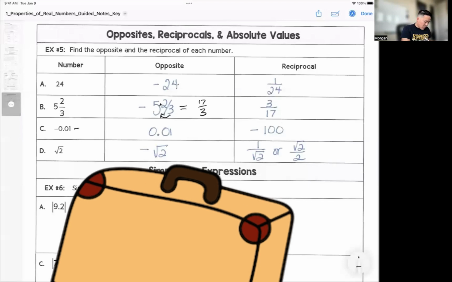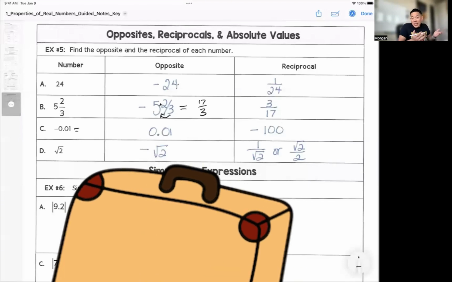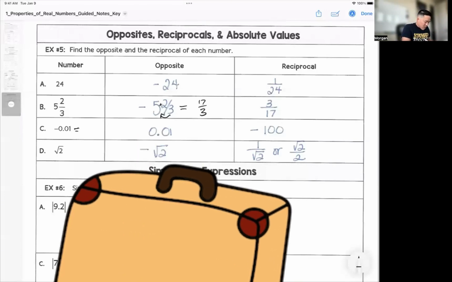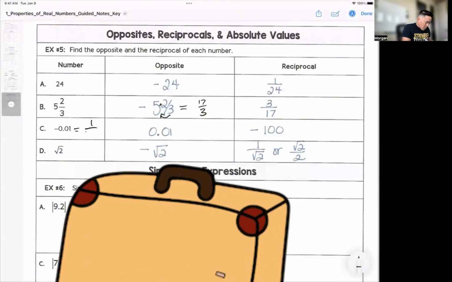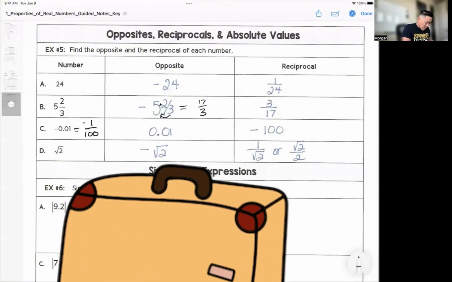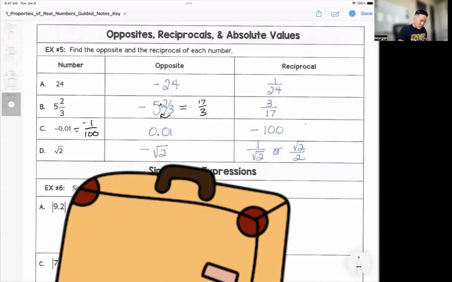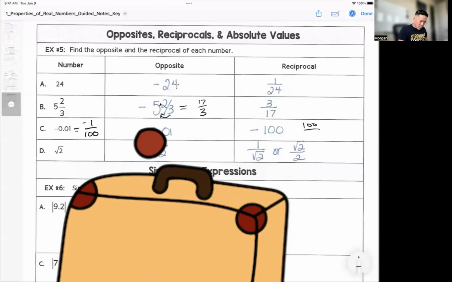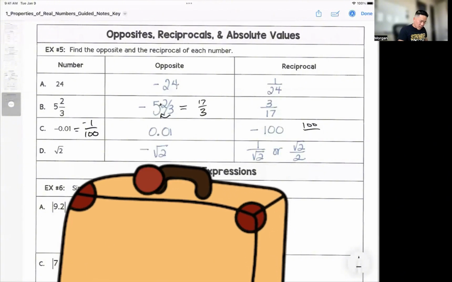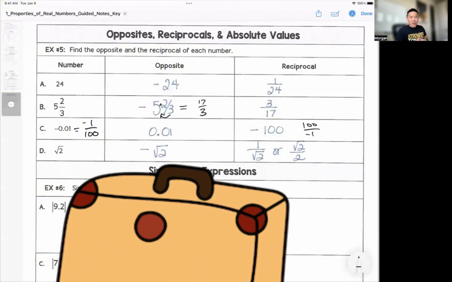This guy again, if you forgot, you just have to read it. So this is 1/100th. Make that top part negative. So again, if I'm taking the reciprocal, all I'm doing is taking this and flipping it around. Doesn't matter where you put that negative. And that guy is equal to negative 100.